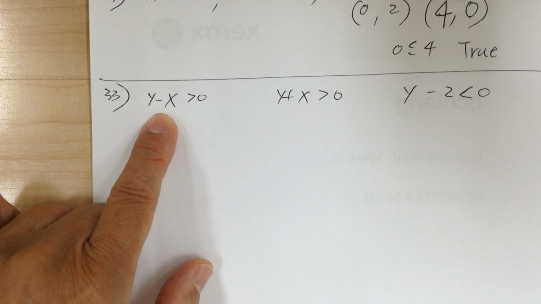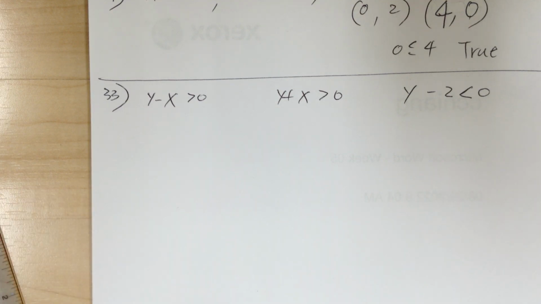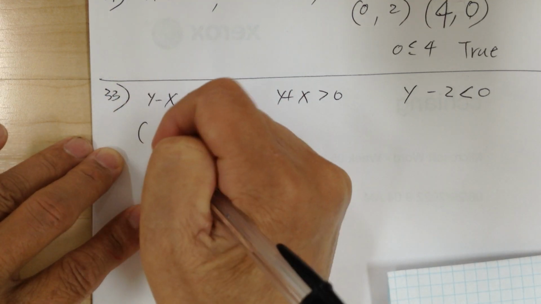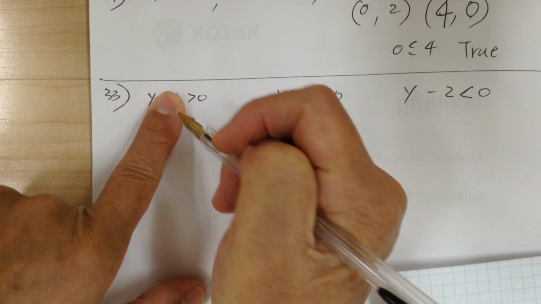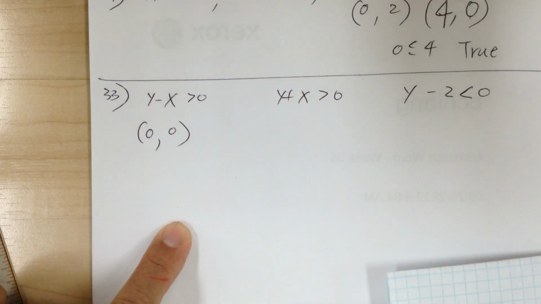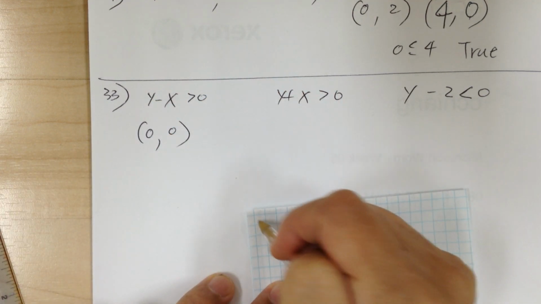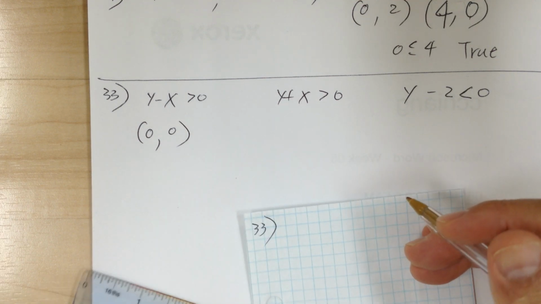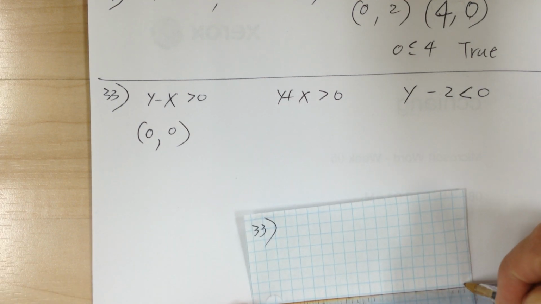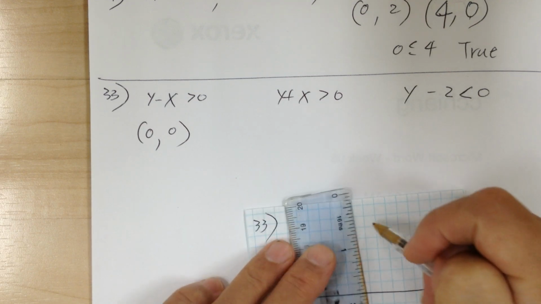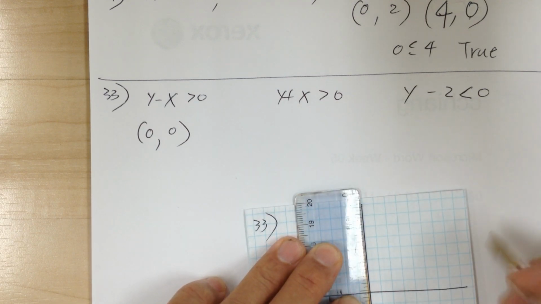Now when you're doing this one, notice if you let x equal 0, then y will equal 0. So you got 0, 0. So that's your origin. So that means you cannot use the two intercepts. So you have to get another point.